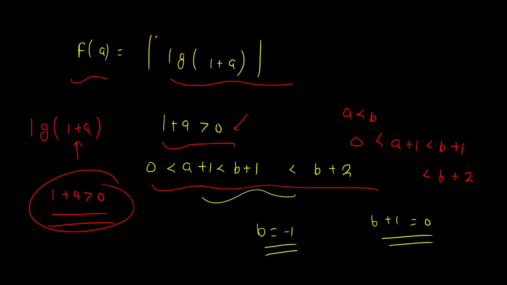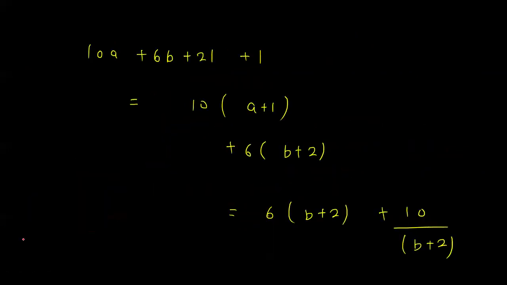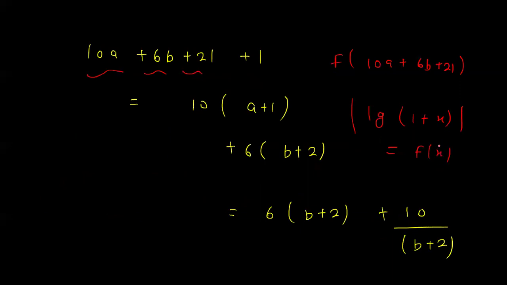Now you can see that in the problem one more condition is given. So this condition is also given in the problem. So we can find this value: tan a plus 6b plus 21. So we have to find tan a plus 6b plus 21. And the function is log of 1 plus x mod is equal to f of x. So if you put this x value here, we can look at this value here. We are adding plus 1, so I am adding plus 1 here also.